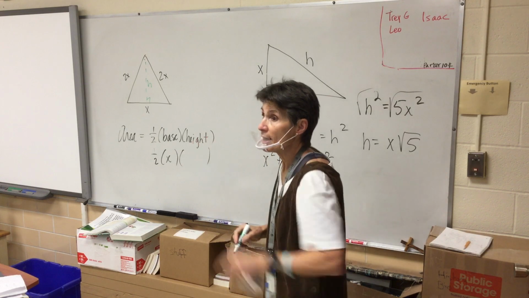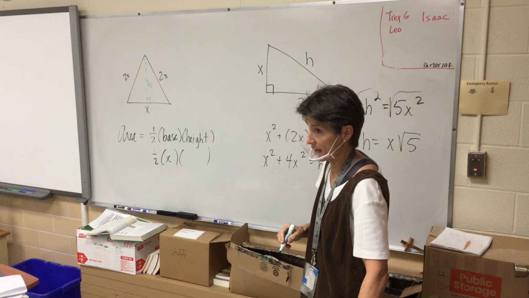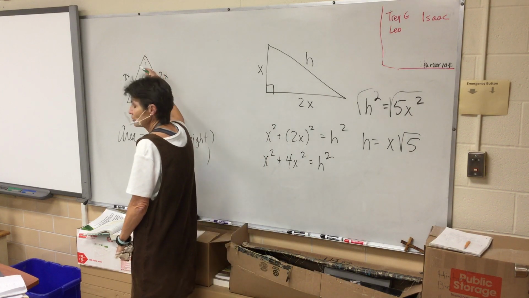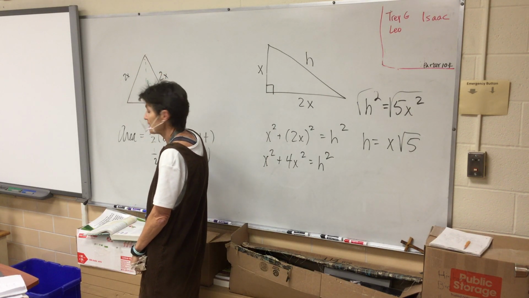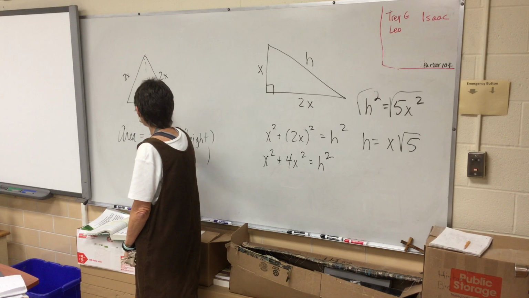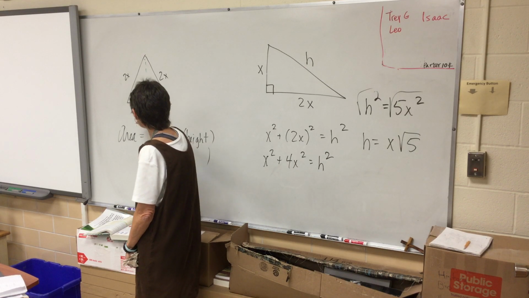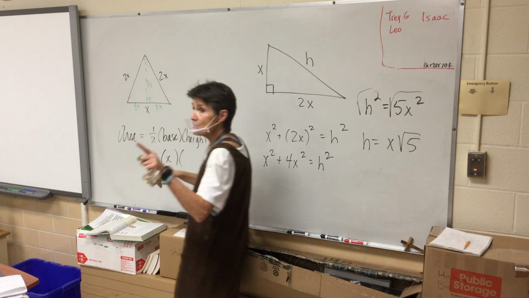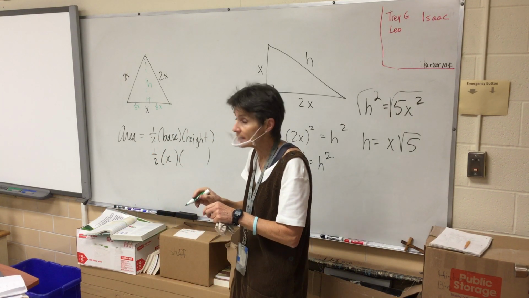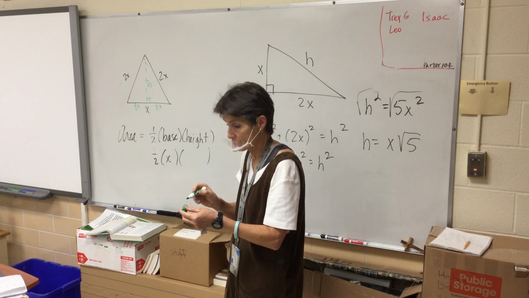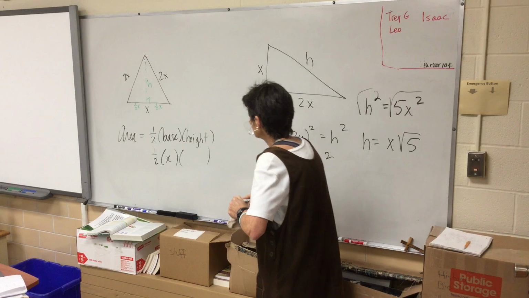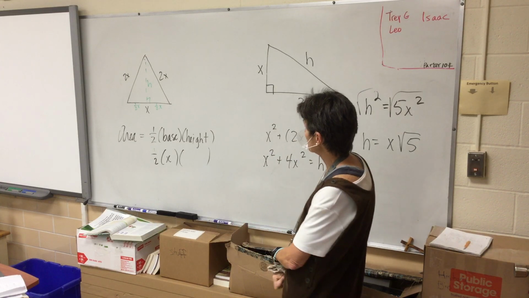Now, this triangle is isosceles, gang. So when I draw that height down to the base, it actually cuts the base in half. So this is half x and this is half x. That is not true in every triangle, but it is true in isosceles triangles. Okay? All right, where do I go from here?